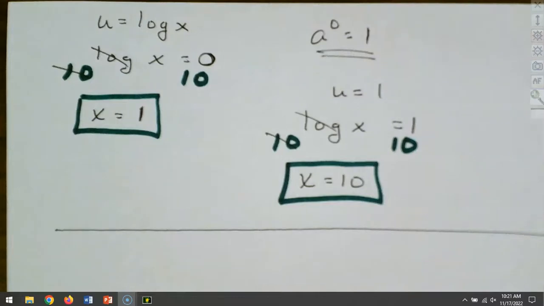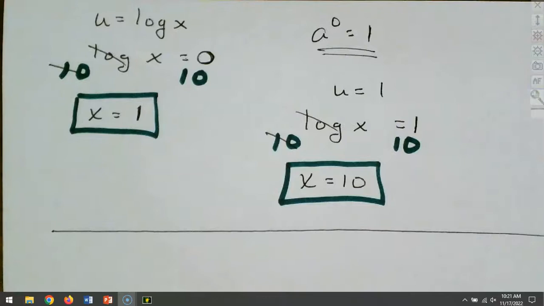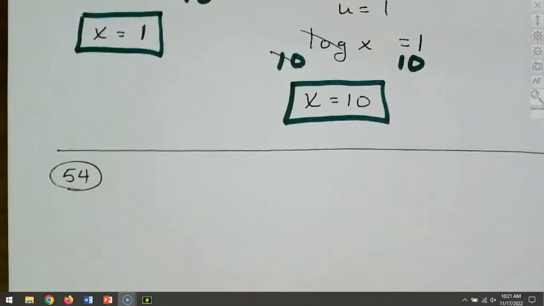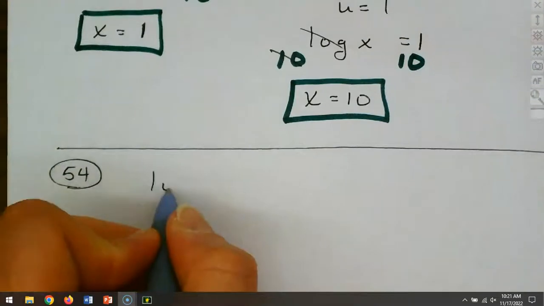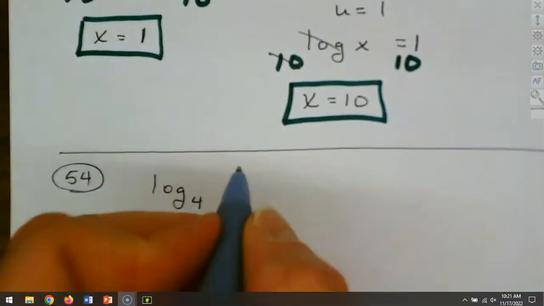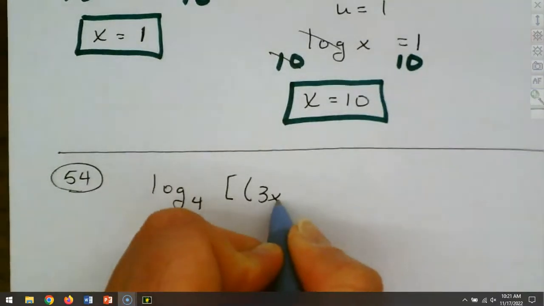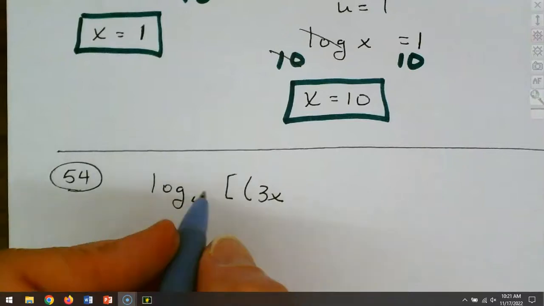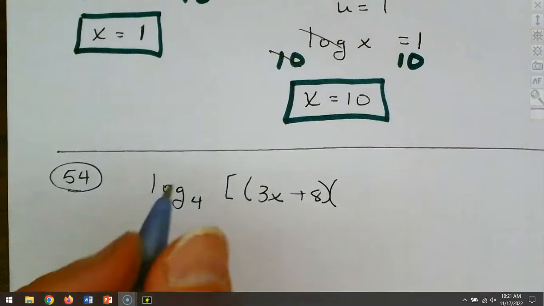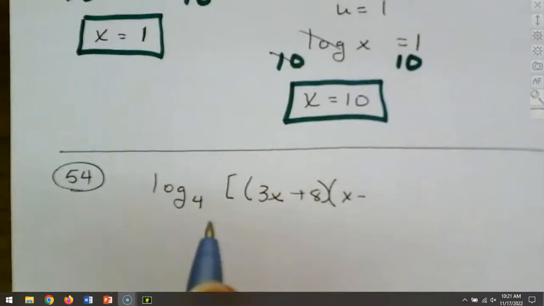Let's look at another one that we can work with. How about we look at question number 54. Okay, let's see how we'd work out 54. Completely different type of question, and this one has a different base on it. This one's a log base 4. I picked this one so we'd see how to use a different base.